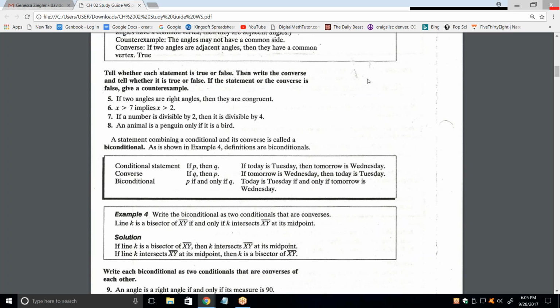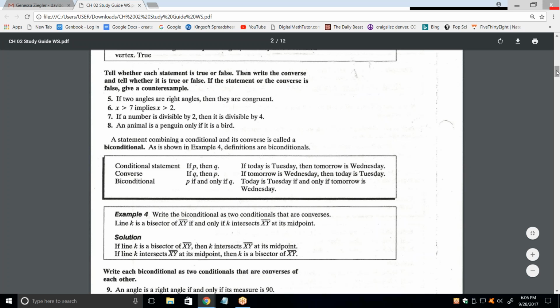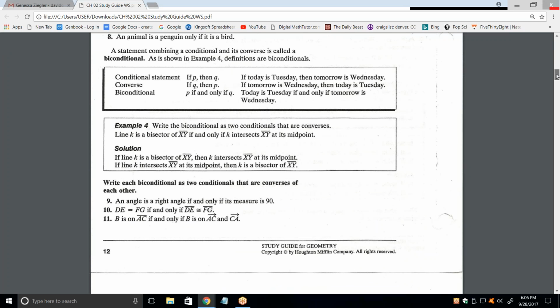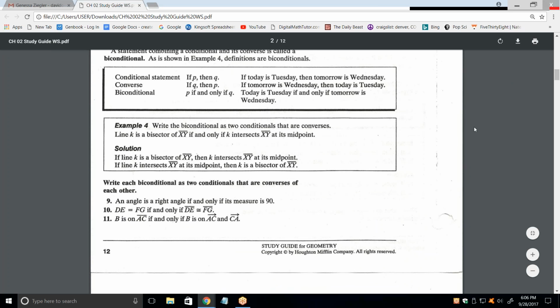So that's true. And the converse, if it is a bird, then it is a penguin. True or false? False. And the counterexample? Oh, like a pigeon. Okay. Not sure why this is taught as part of math. I don't think it's math. It's logic. I guess sticking it in between algebra and geometry is the best place for it. Okay.